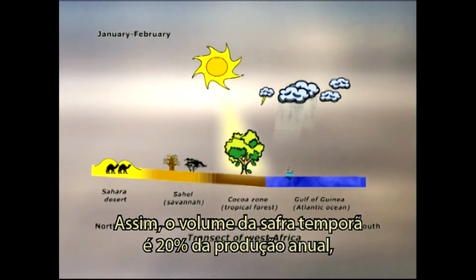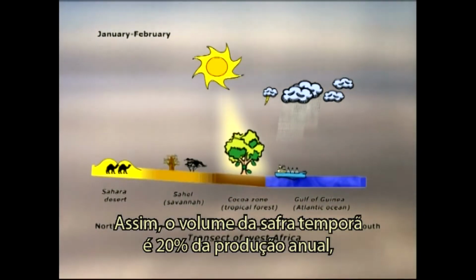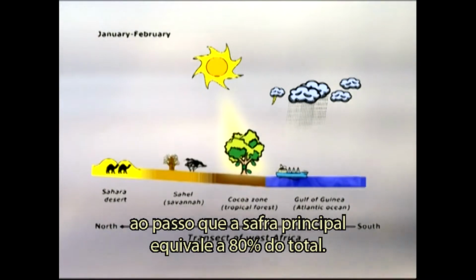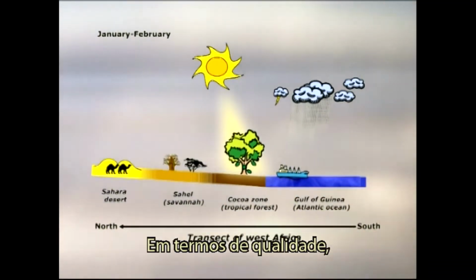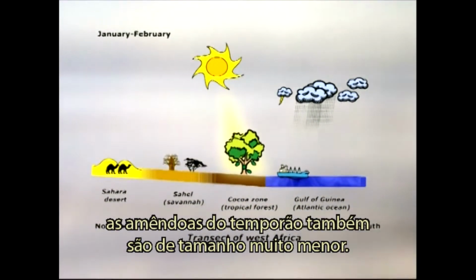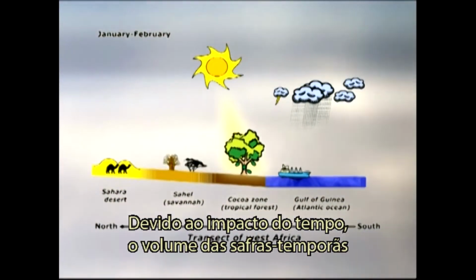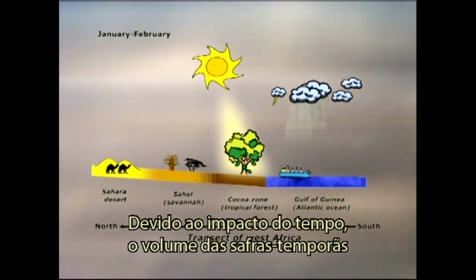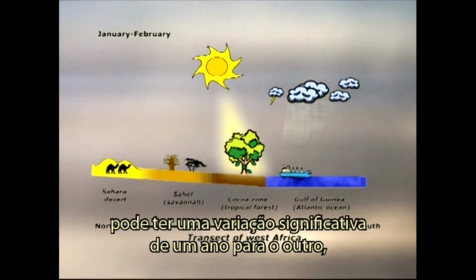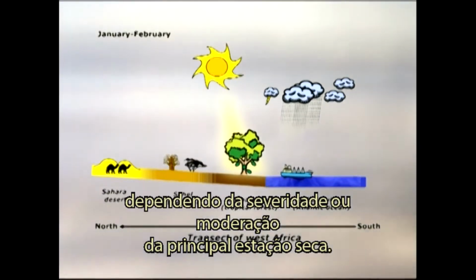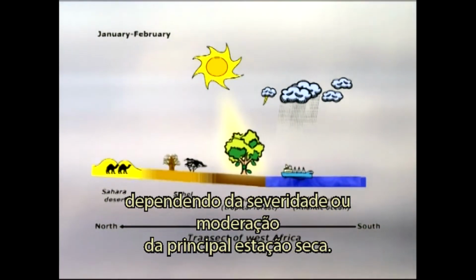Consequently, the volume of the mid-crop is 20% of the yearly output, while the main crop is 80% of the total. Also, in terms of quality, mid-crop beans are much smaller in size. Because the weather has such an impact, the volume of the mid-crops can be significantly different from one year to another, depending on how severe or how mild the main dry season was.